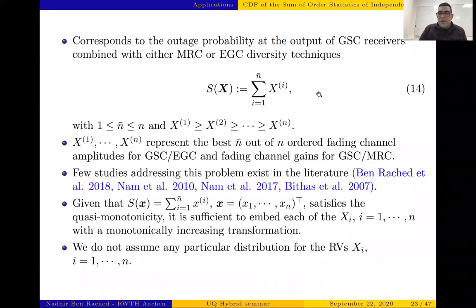So again, S of X is quasi-monotone here, and it is sufficient to embed each of the Xi with a monotone increasing transformation. Again, we do not assume any particular distribution for the random variable Xi.